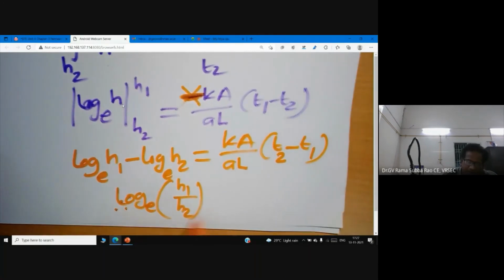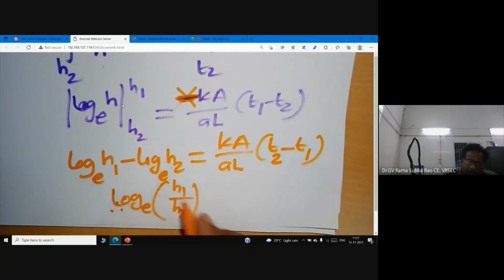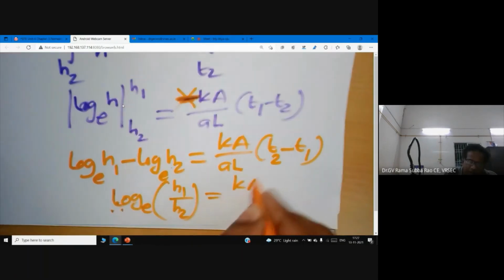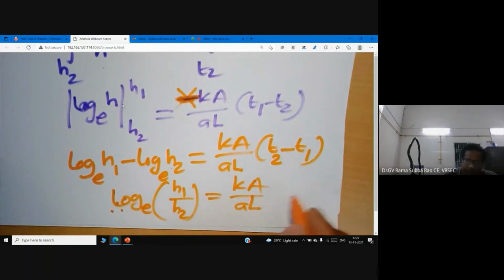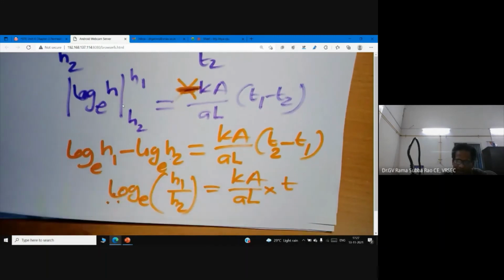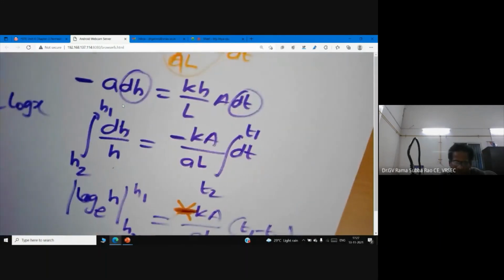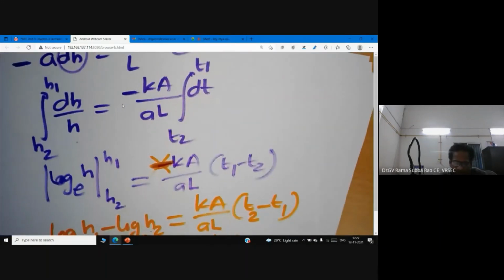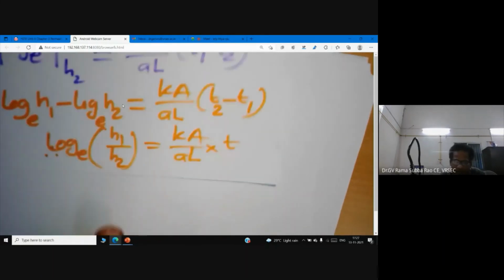Because log M minus log N is equal to log M by N, we get Ka by Al. T2 minus T1 is T. Now let us proceed. What is my objective? My objective is to determine the coefficient of permeability.